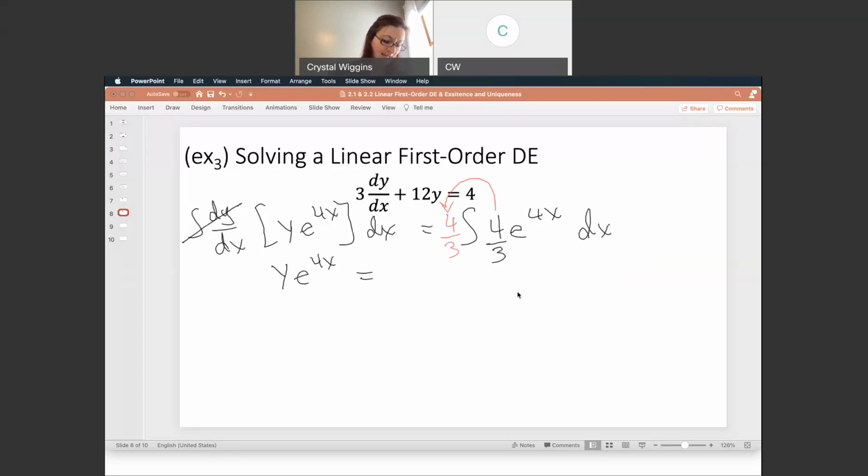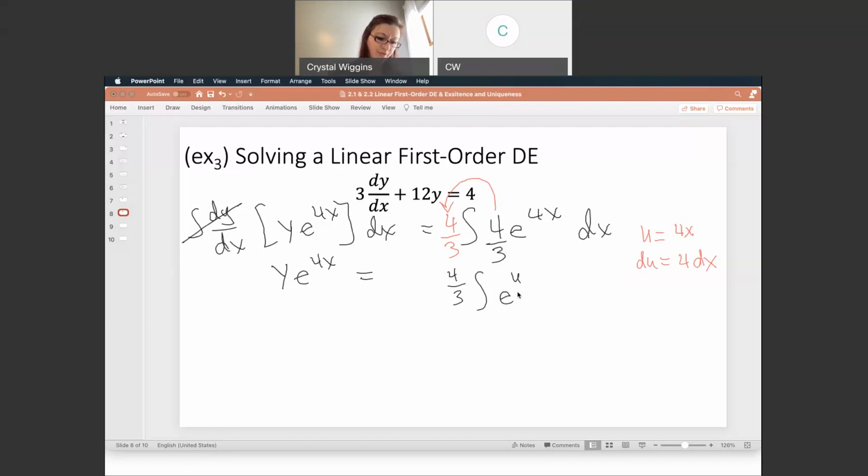And then I'm looking at e to the 4x. I will let u be 4x. Some of you may be able to do this integration without actually writing out the u substitution at this point, since this is a very straightforward one. If not, a way to make sure we don't make those small mistakes is to write everything out. The derivative of u is 4 dx. So we make our u substitution. We have 4/3 times the integral of e to the u.